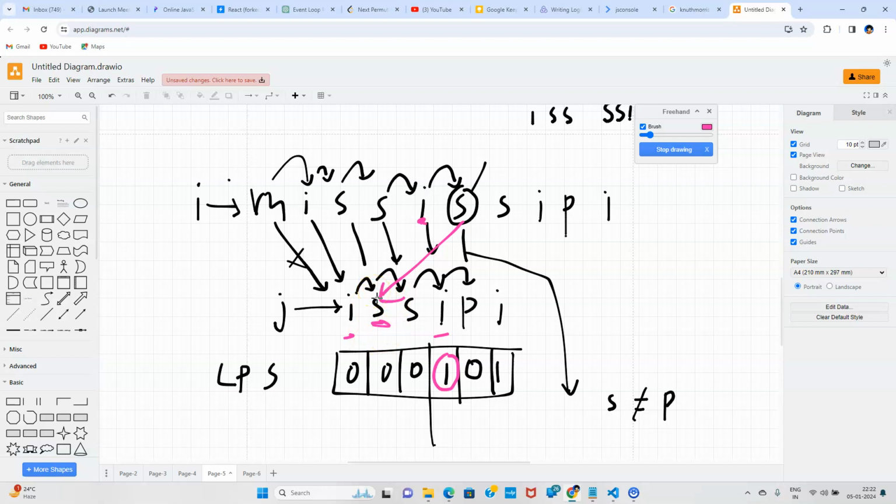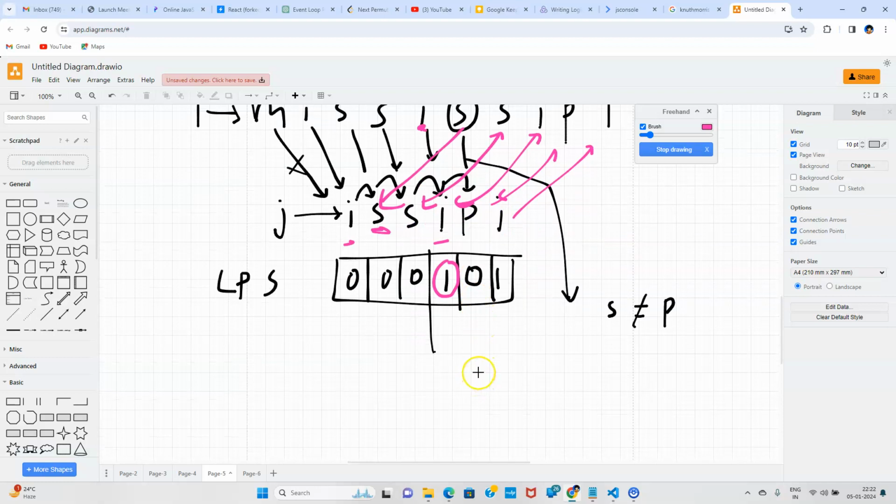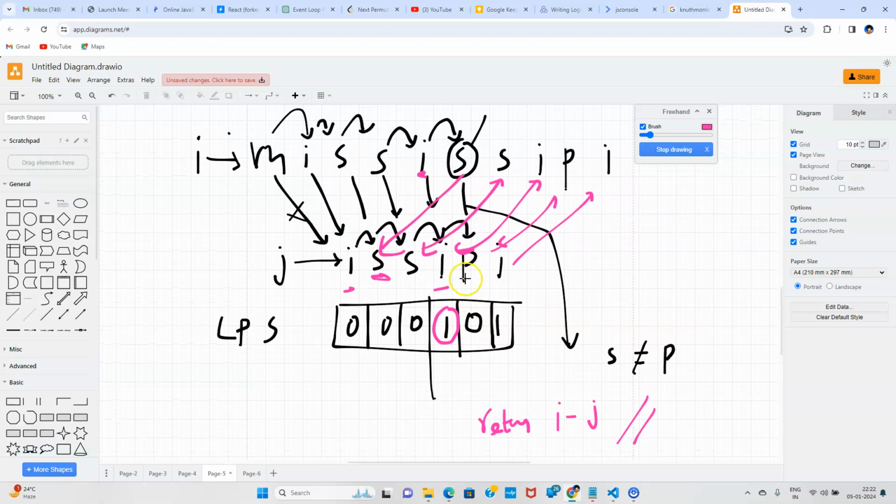So that is the basic concept. If we start here, again S is going to be the same. I is going to be incremented and J is going to be incremented. Both will be matched. And if the process continues, you will find the pattern. In the end, we can return I minus J. This is going to give the index from where this pattern is starting. So that is about the LPS table.